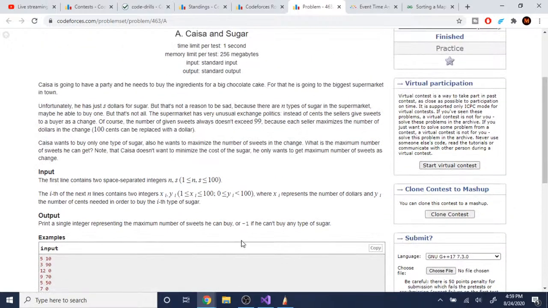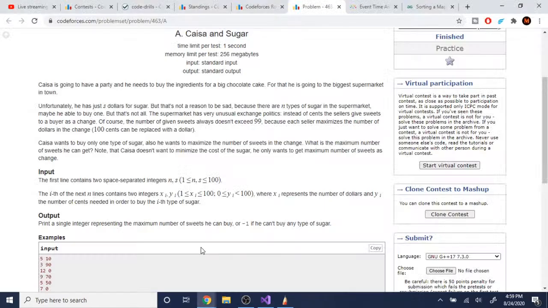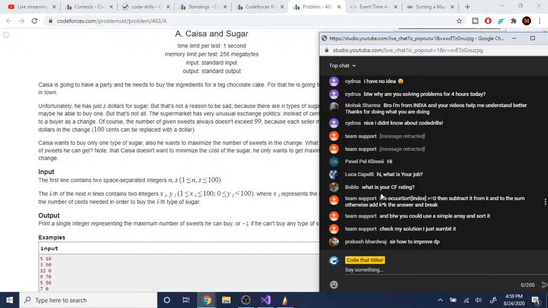Okay. N types of sugar in the supermarket. Maybe he is able to buy one, but not all. The supermarket has very unusual exchange politics. Let's see. I don't know.